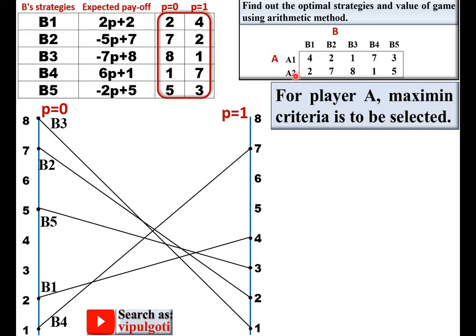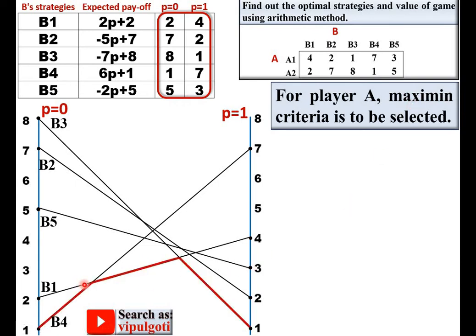Once again I repeat, here you can see player A has 2 strategies, so you have to select the maximin criterion. If player B has 2 strategies, then you should follow the minimax criterion. So in our case, player A has 2 strategies, so we have to apply the maximin criterion. And you know that maximin means the maximum value out of the minimum values. So first I am going to locate the minimum value, and from that I have to select the maximum.